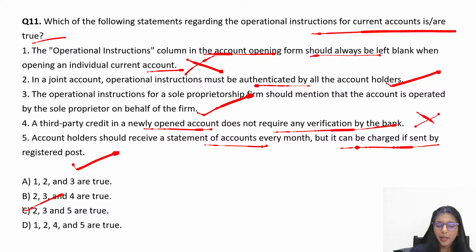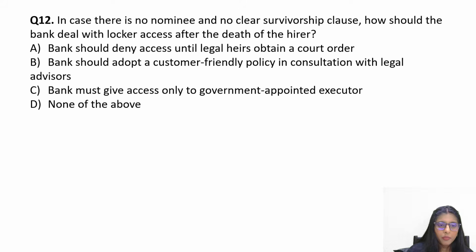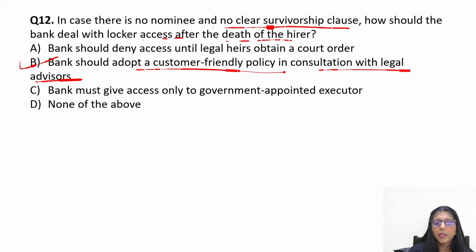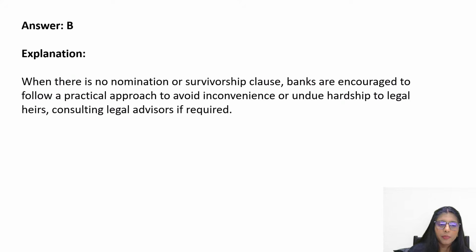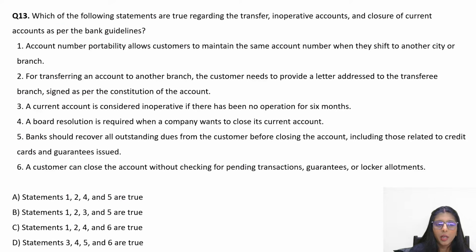Next question. In case there is no nominee and no clear survivorship clause, how should the bank deal with locker access after the death of the hirer? Then the bank should adopt a customer-friendly policy in consultation with the legal advisor. If there is no nominee and no clear survivorship clause and there is a death of the hirer. Okay. Option B. Next question. Which of the following statements are true regarding the transfer, inoperative account and closure of current accounts as per the bank guidelines?